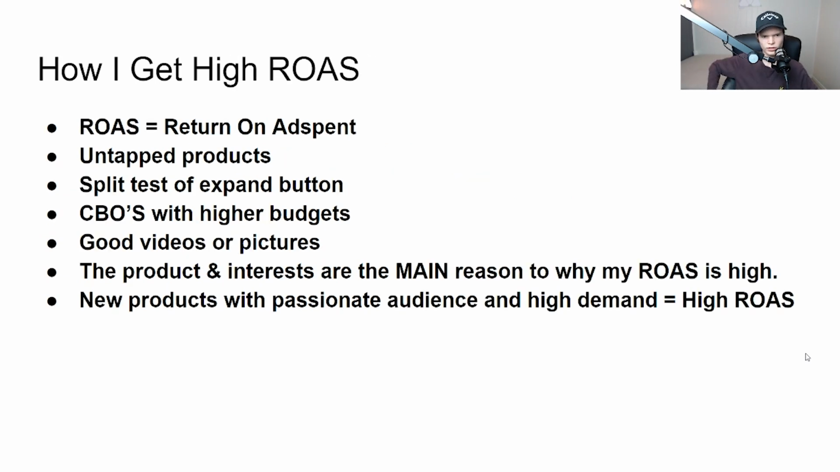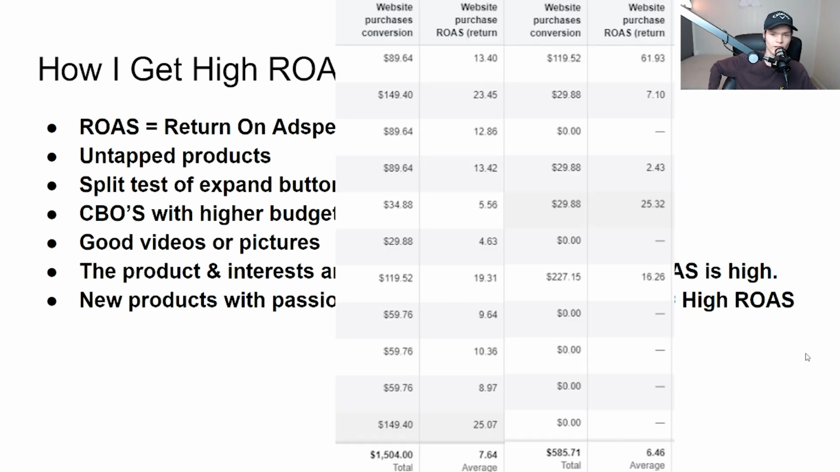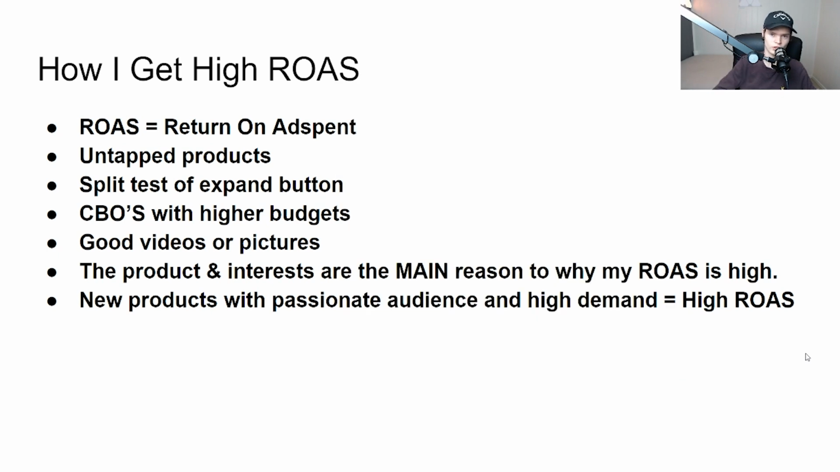The question I get all the time is, how do I get high ROAS? As you guys can see, first of all, what does ROAS mean? ROAS is return on ad spend. It's a return, how much you're spending versus how much you're making. So if you spend $10 to make 100, you made 10x your money. That means it's 10 ROAS, right? And I also split tested the detailed targeting button. That's one of the reasons why I get a high ROAS. A lot of people don't split test that button. If you don't split test that button, you're missing out on the chance to get a super high ROAS.